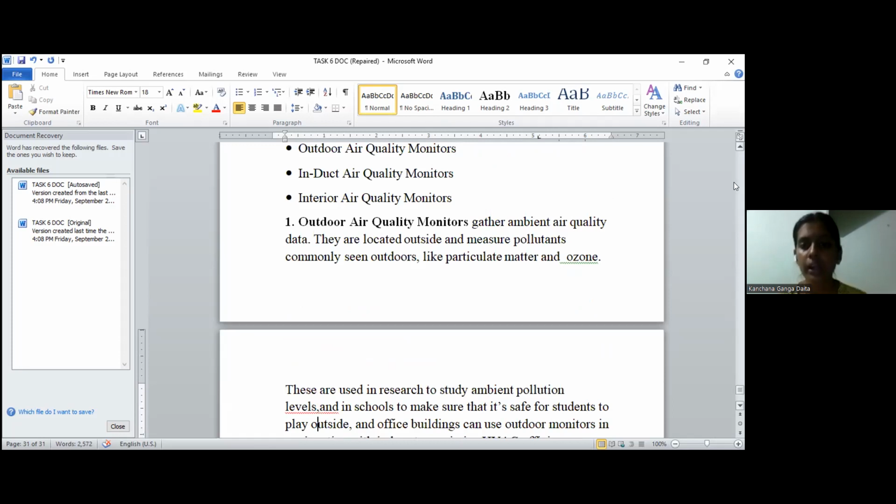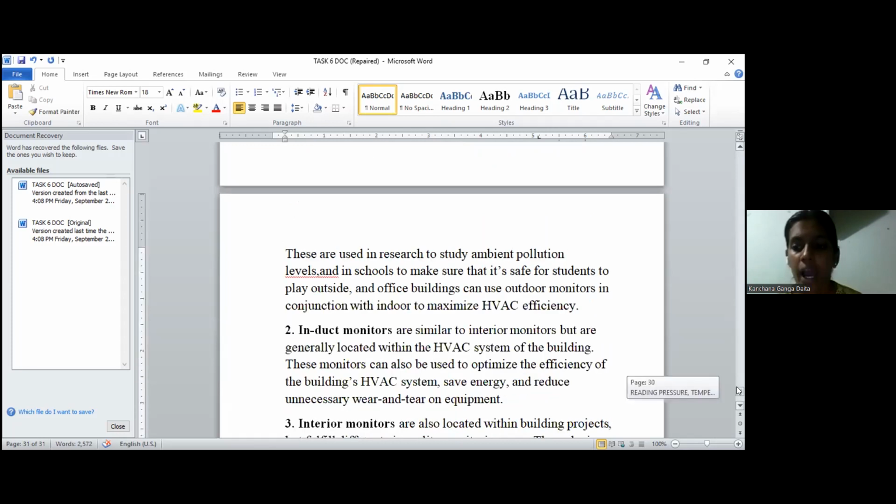Outdoor air quality monitors gather the ambient air quality data. Whatever the data is, it will calculate and gather it, and it can be useful outdoors, for particulate matter and ozone. It will be used for outdoor purposes also. It is also used to maximize HVAC efficiency.